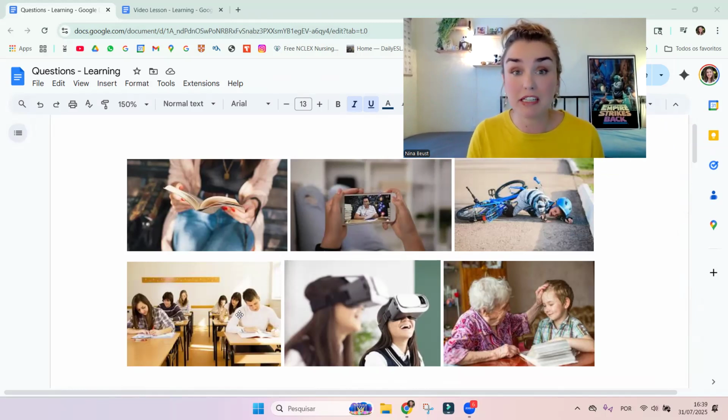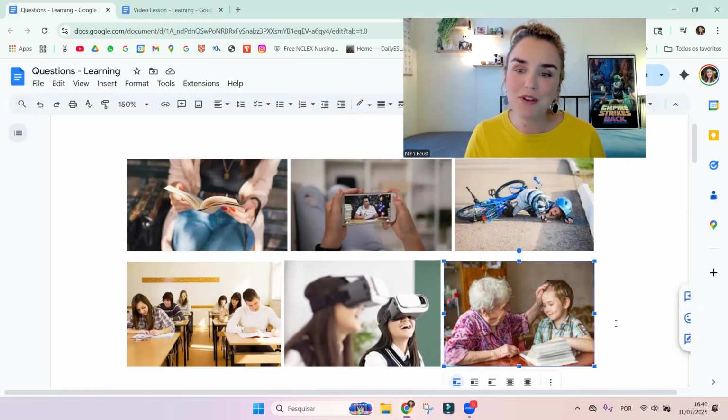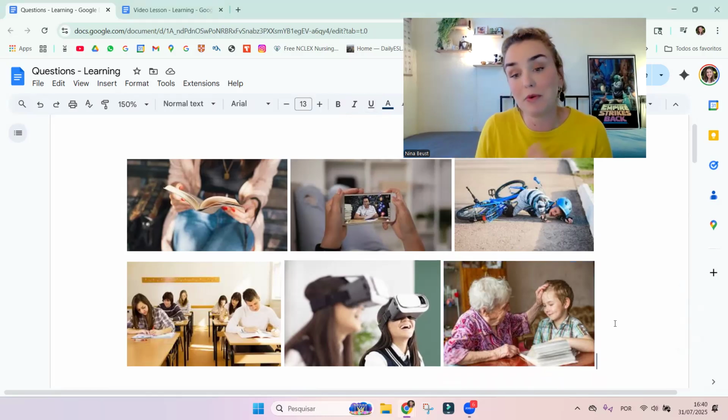Down here, we have people in a classroom, right? Very traditional learning. And we have VR glasses being used in classrooms. Have you ever seen this being used inside a classroom? And the last photo here, we have a kid talking to probably his grandma. So what can we learn from these conversations with the elderly? So these are all different ways of learning, and I'm showing you these pictures to jog your creativity so you can start thinking about how you learn best.